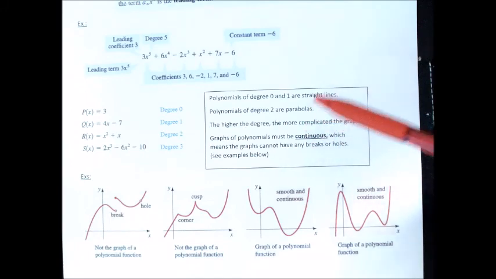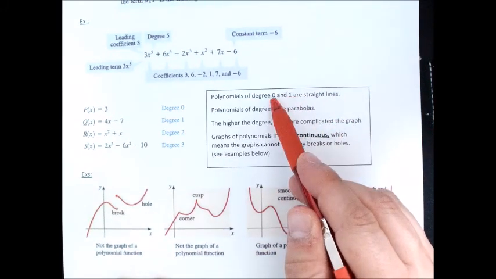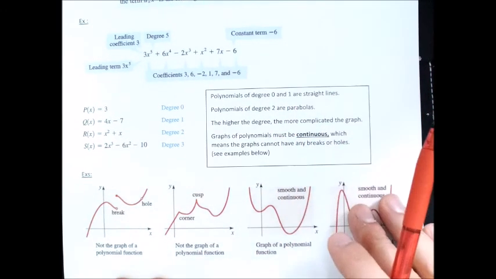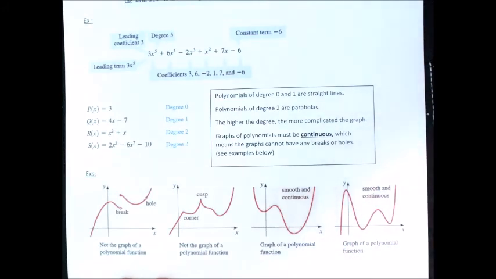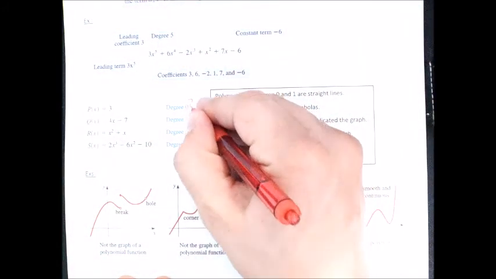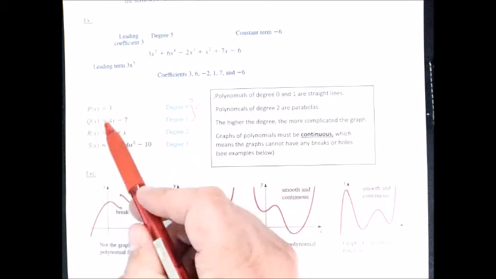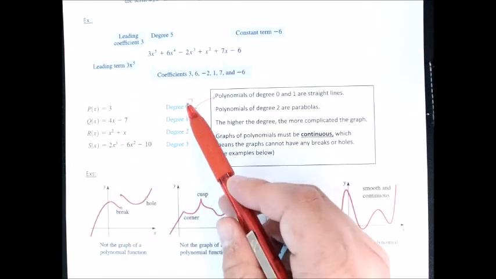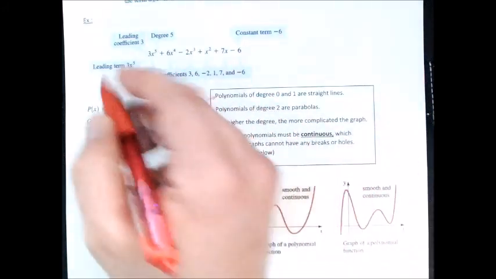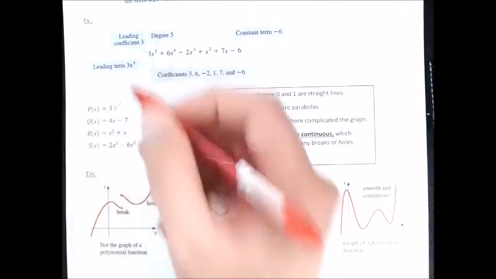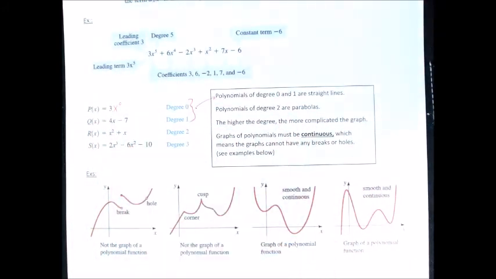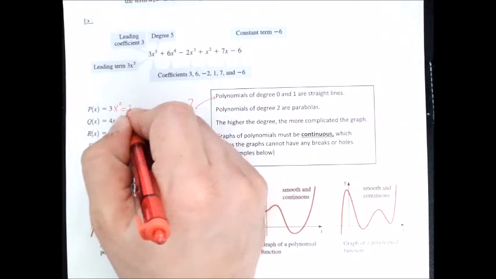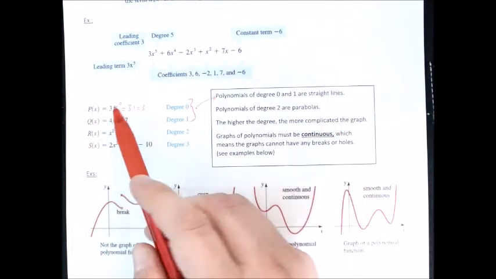If the polynomial has degree 0 or 1, that means it's a straight line. For example, here are two examples of degree 0. We see p of x equals 3. That's degree 0 because the biggest power in there is 0. It's like we have an x to the 0 in there. What's x to the 0 again? 1, right? So 3x to the 0 is just 3 times 1, which is just 3. And so this is degree 0.